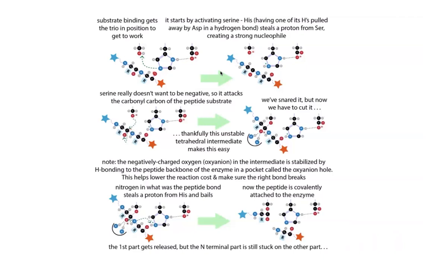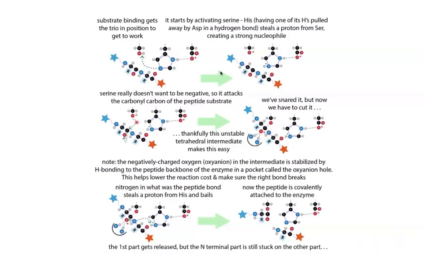Now remember that the enzyme is helping everything be held in the right orientation to do this. It'll attack the carbonyl carbon. We get our tetrahedral intermediate. When we attack a carbonyl carbon, we get a tetrahedral intermediate. It is a real intermediate. It's not one of those transition states, but we did have a transition state in order to get here.